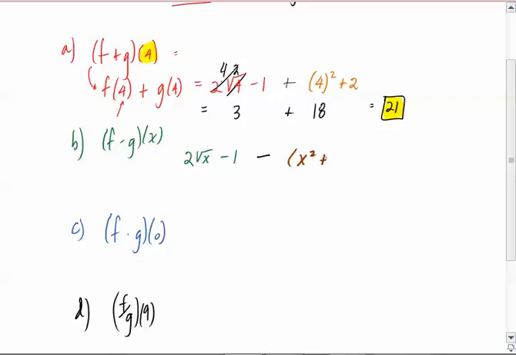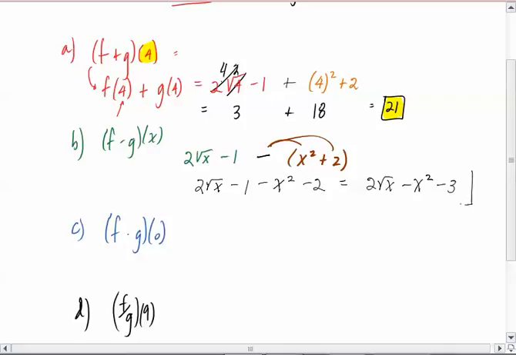x squared plus 2. Now, the reason that I am putting that in parentheses is because you can tell that that is a binomial, and if I didn't put it in parentheses, then I wouldn't know to distribute the negative, and the negative does have to be distributed to both terms. So let's clean this up and see what we get. 2 square root of x minus 1 minus x squared minus 2. So that's going to end up being 2 square root of x minus x squared minus 3. And I'm going to leave it just like that.